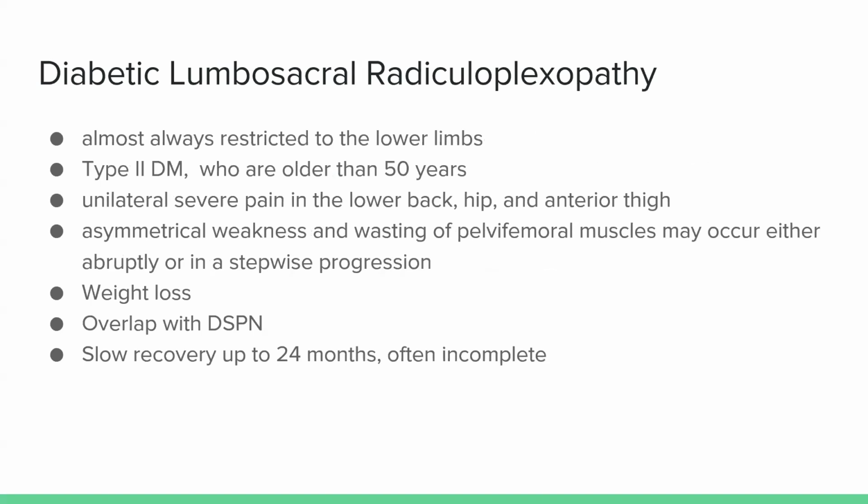Another thing that you might take from this lecture is the diabetic lumbosacral radiculoplexopathy. It's a particular type of plexopathy that happens. It's restricted to the lower limbs. It happens in type 2 diabetes, usually older than 50 years, and usually unilateral severe hip pain and anterior thigh pain. And then they come to you, I can't walk, I can't get up from the chair, I can't climb stairs. It's usually asymmetrical, and you will see there will be wasting of the pelvic-femoral muscles, either abruptly or in a step-wise progression.